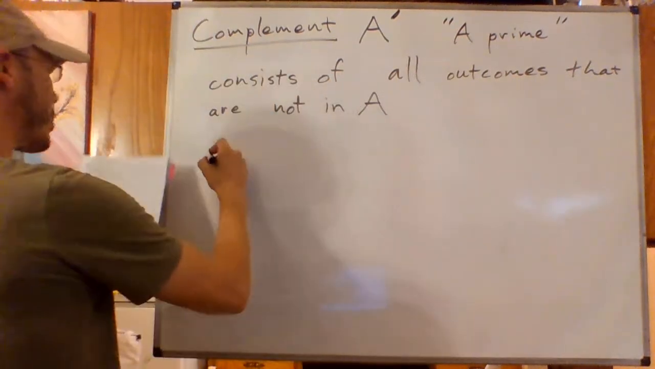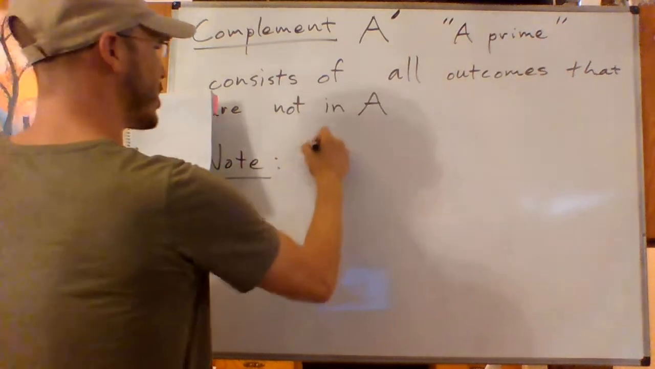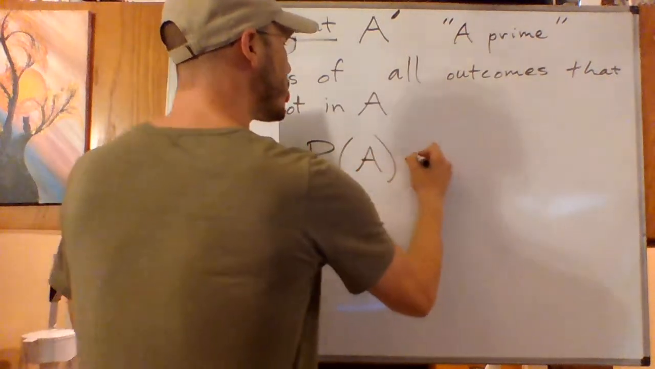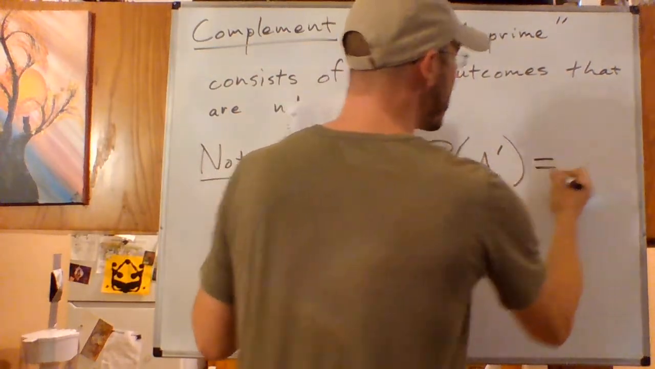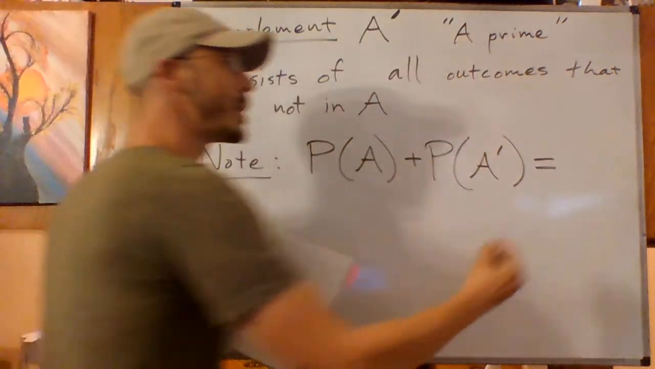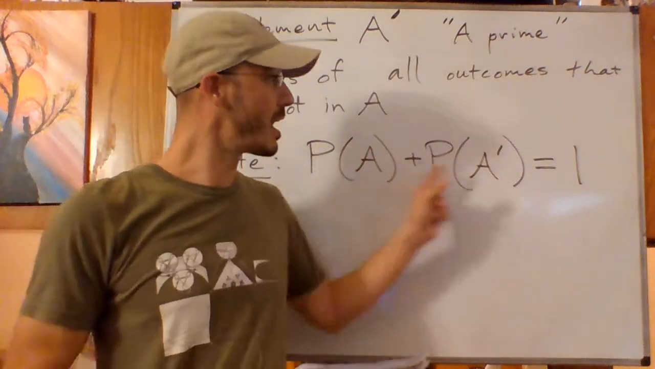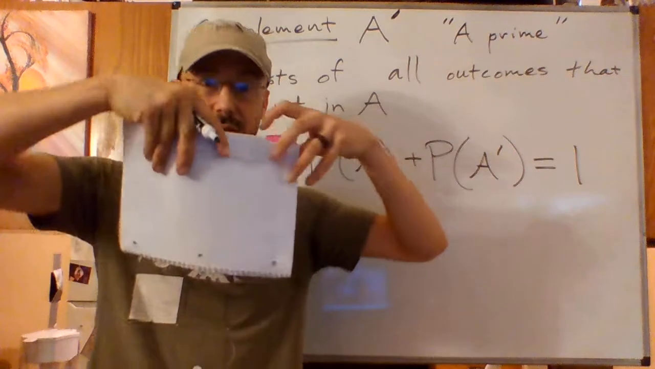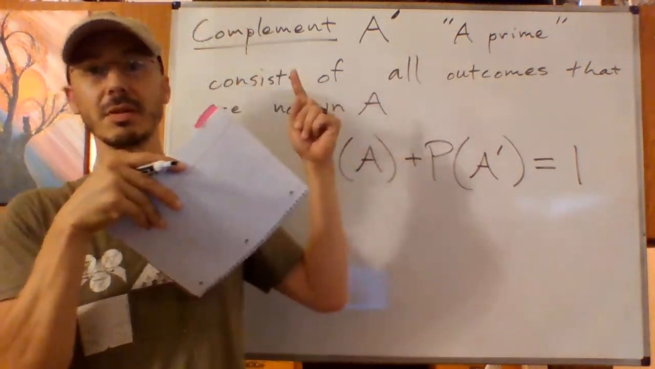Anyway, what I want to point out about this is just this note. The probability of A plus the probability of A complement, or A prime, is always equal to 1. So in a sense, A and A prime divide the sample space into two pieces that complete the sample space.